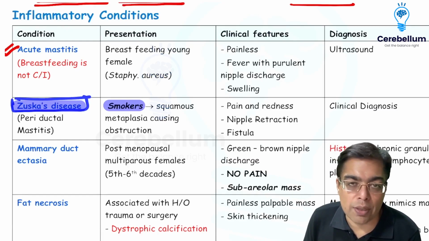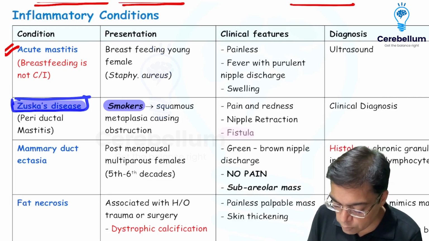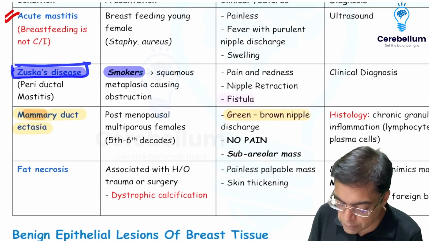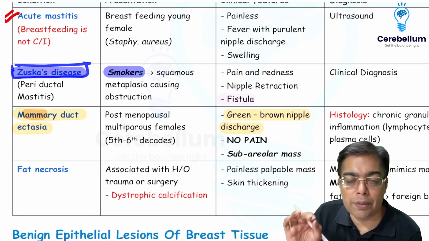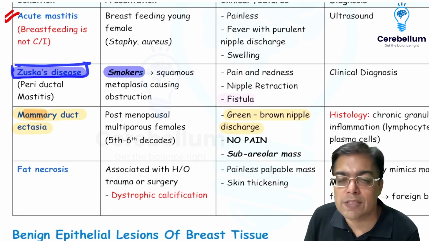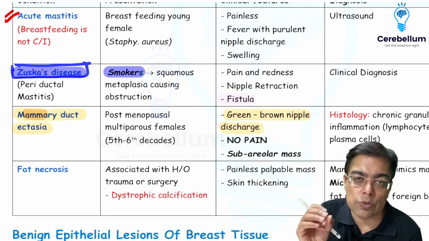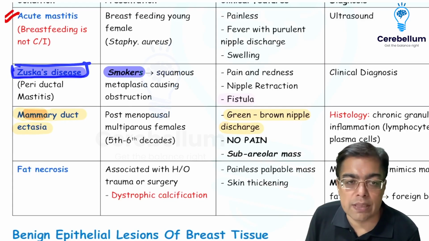This is going to be associated at times with development of a redness as well as a troublesome feature, which is going to be development of a fistula. Mammary duct ectasia is a condition which we discussed earlier just now, because of which there is the presence of a greenish discharge. There is going to be no pain in the patient, but the patient can have a presentation in the form of a subareolar mass. This is something which is going to be seen in elderly females, usually in the 5th to 6th decade of life, primarily because there is a presence of a chronic granulomatous infiltration that is going to be seen.